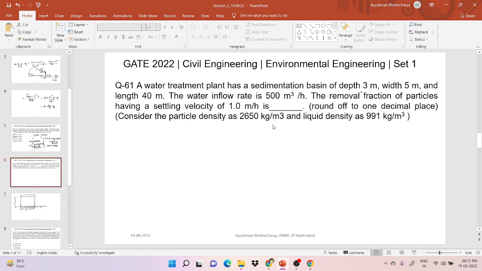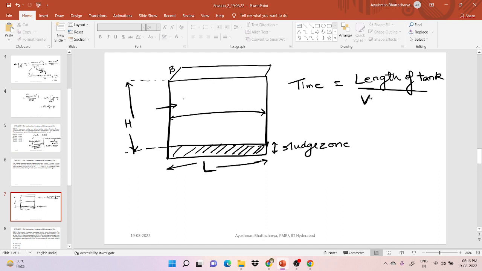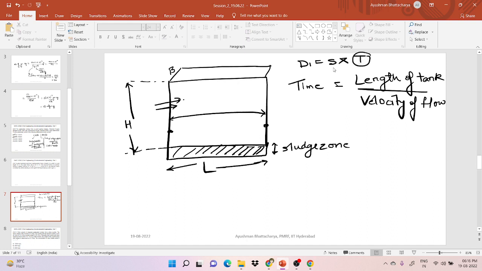Now in this question they are asking the removal fraction of particles having a given settling velocity. So we should first understand the concept of settling velocity, flow velocity, and overflow velocity: what is detention time, what is overflow velocity, what is settling velocity. Suppose wastewater enters here, it has to cover this distance, which is the length. So what is the detention time for horizontal flow? Time for horizontal flow is equal to length of tank by velocity of flow. Using the simple equation, distance equals speed into time, we need time, so distance by speed.